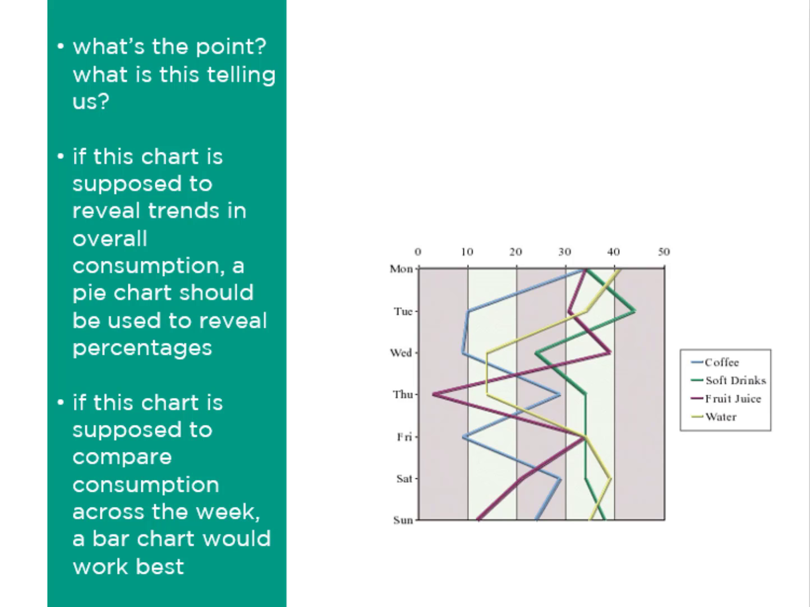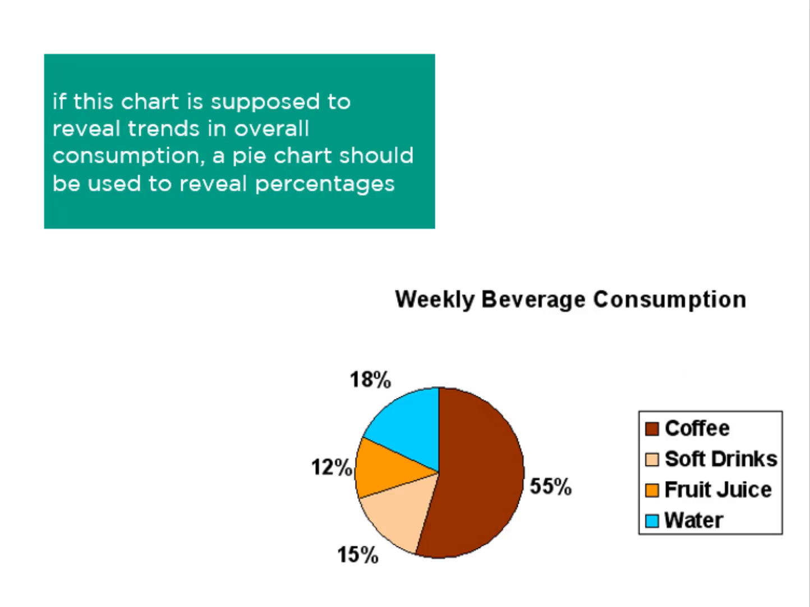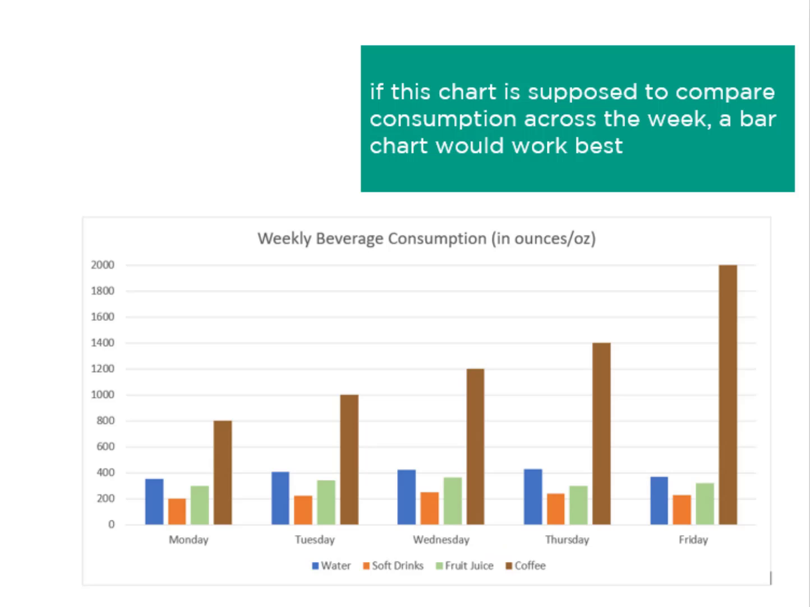And this is a poor way to represent the data. What is this supposed to be telling us or showing us? Let's say you're in charge of purchasing the beverage supplies for your office and you want to know what you should order and how much you should order. If the chart is supposed to show us trends in overall consumption, a pie chart would be better used. This shows us clearly that coffee is consumed more than other beverages, and the coffee order should be much larger than the order of other beverages. If for whatever reason you need to know what's drunk when, this shows us that water stays about the same across a week, but coffee consumption really increases across each week.